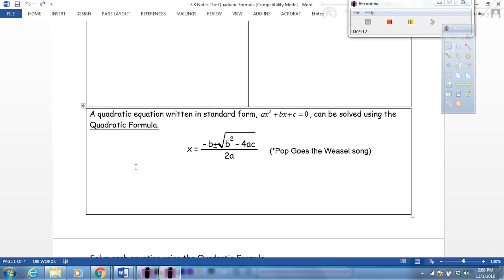Okay, ready, begin. X equals negative b plus or minus square root b squared minus 4ac all over 2a.